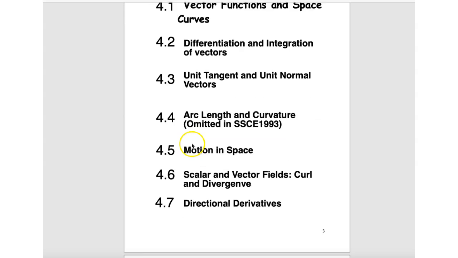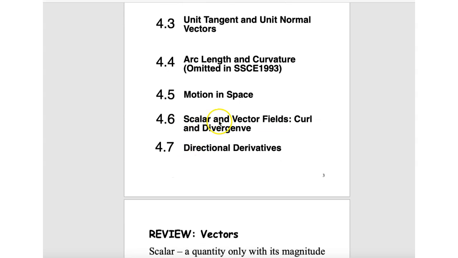Okay, so then we continue with motion in space, and after that we learn more about the scalar and vector field, which is about the curl and divergence, and also the application of differentiation of vector function, which is directed to get the directional derivatives.